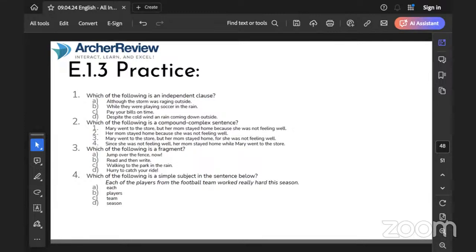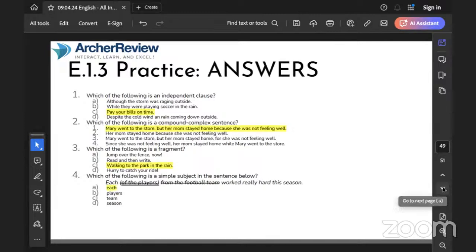All right. Let's take a look at these last ones. So number 1 is C, independent clause. Number 2, compound complex sentence, is, I don't know why that switched to number 1, but that's supposed to be A. Or number 1, whichever one you put. Number 3 would be C, and 4 would be A. Any questions on those?